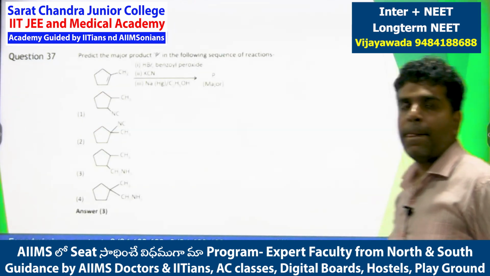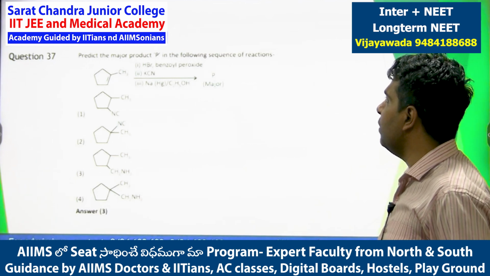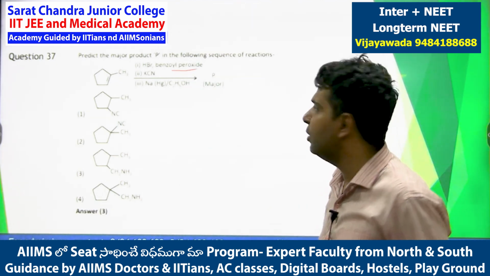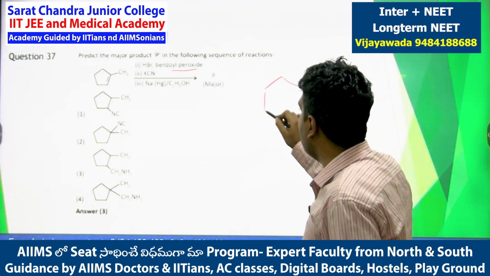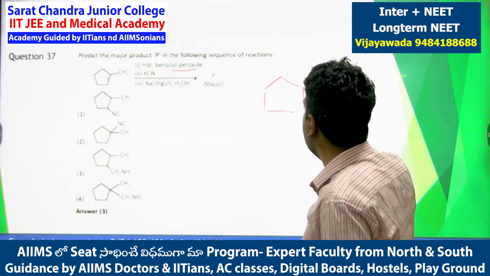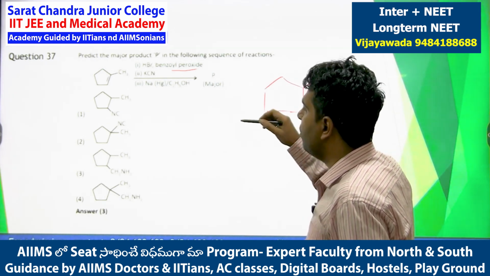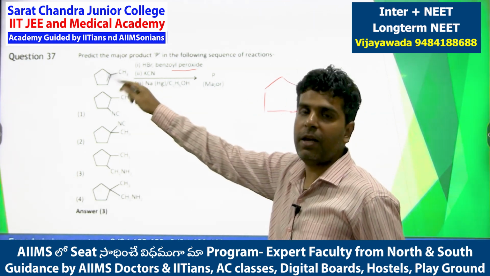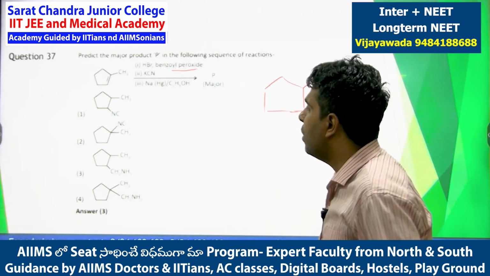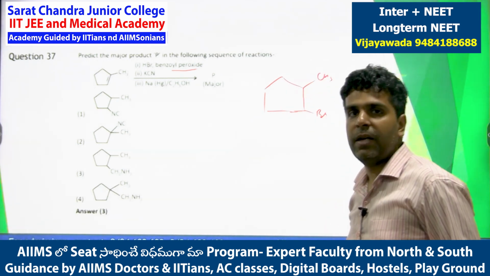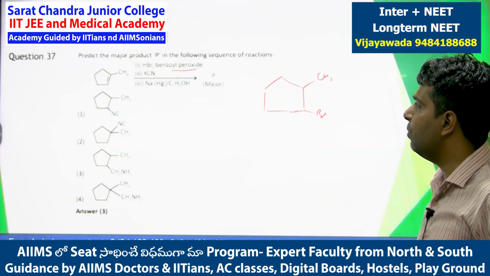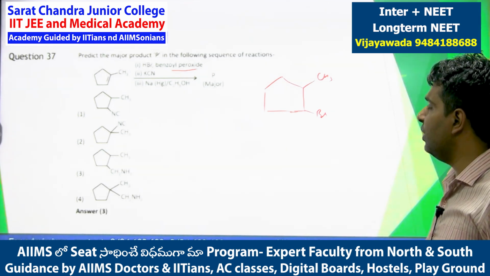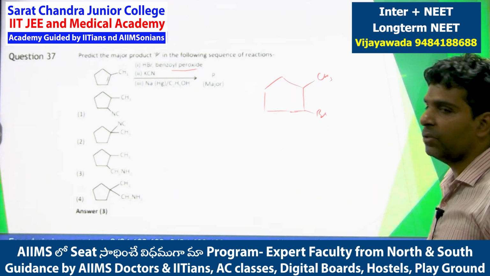Next question. Predict the major product P in the following sequence of reactions. So HBr in the presence of peroxide. The peroxide effect will be there, so according to the peroxide effect, it will be anti-Markovnikov addition. The bromine will attach over here and hydrogen over here. Hydrogen will be attached to the carbon atom that has fewer hydrogen atoms, and bromine to the other carbon atom. So anti-Markovnikov addition will take place with HBr in the presence of peroxide.